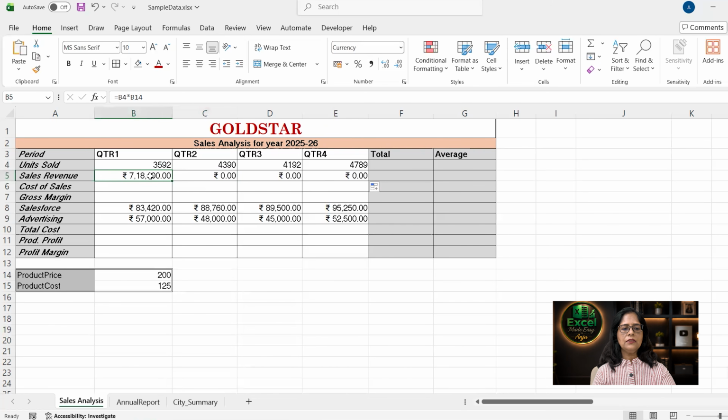See, when we wrote the formula originally in the B5 cell, the formula was B4 into B14. When I'm copying it into the next cell, it is automatically changing to C4 into C14. You can notice that there is no price given in C14, so that is why you get to see a 0 here. Now what is happening in quarter 3? The formula has become D4 into D14, and in E, that is quarter 4, the formula has become E4 into E14. Now what is the reason for this?